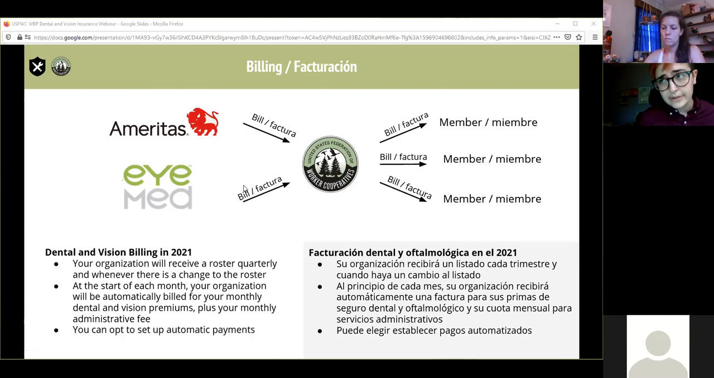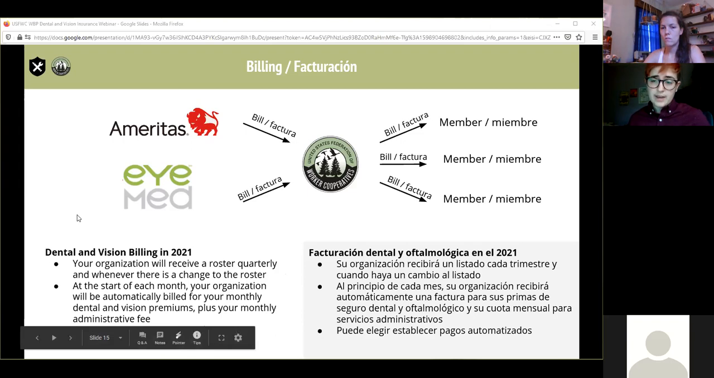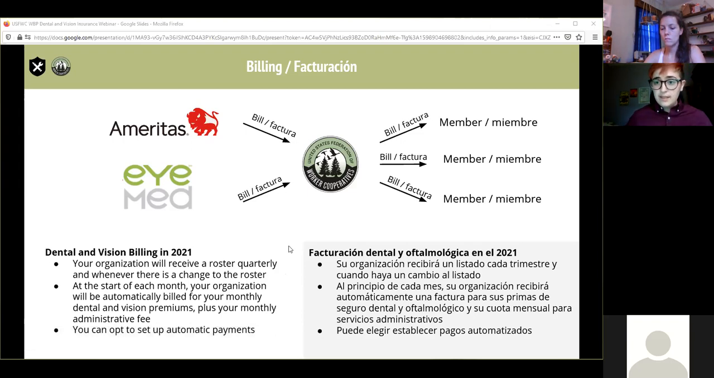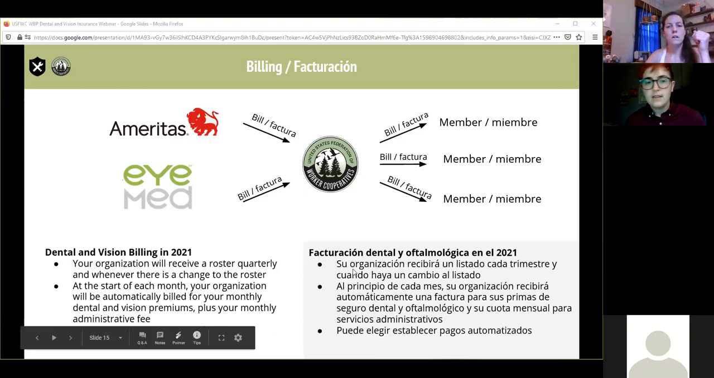That same principle will continue in 2021, but we are going to automate how those invoices go out. And so as a result, we're going to be sending out rosters quarterly or when there's a change, rather than a fresh roster every single month. Especially as the program grows, it's just sort of untenable to continue that magnitude. Then you can, as an organization, either opt to pay those automatically or to pay them individually as they come in each month. So, same principle, just a little bit more automated.